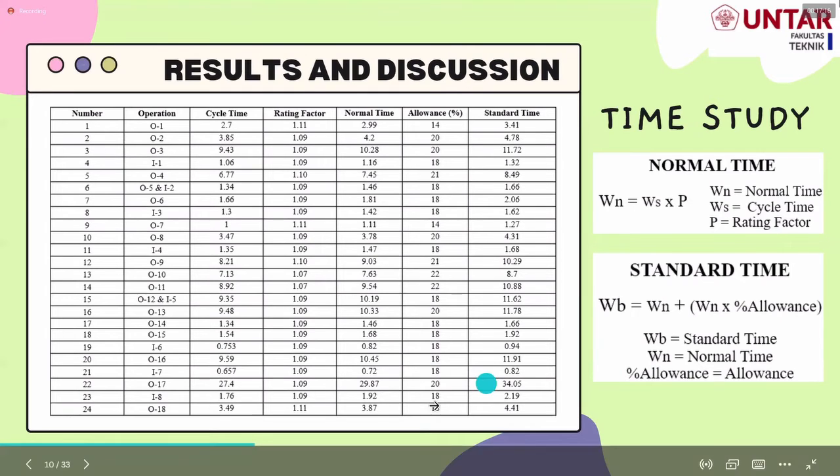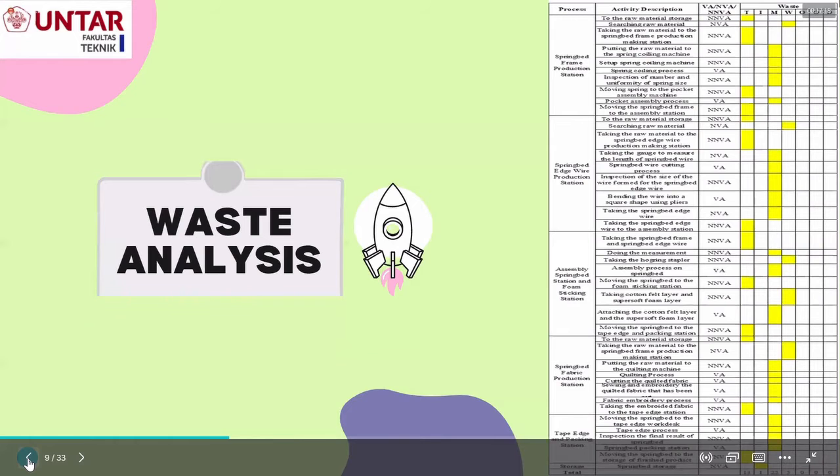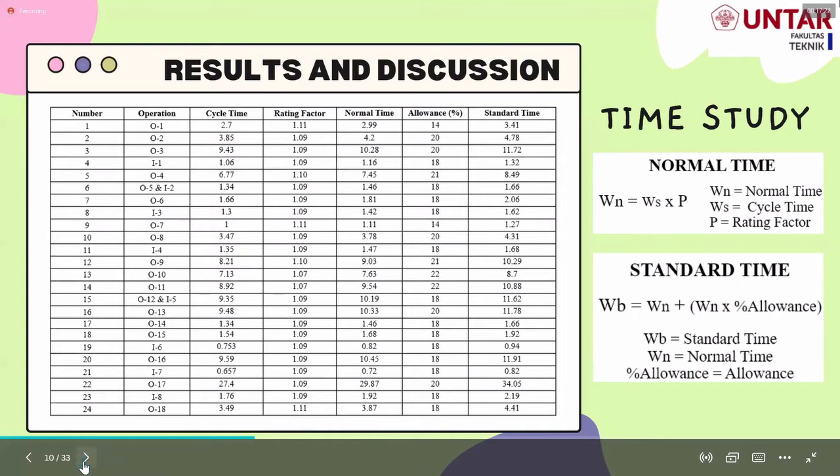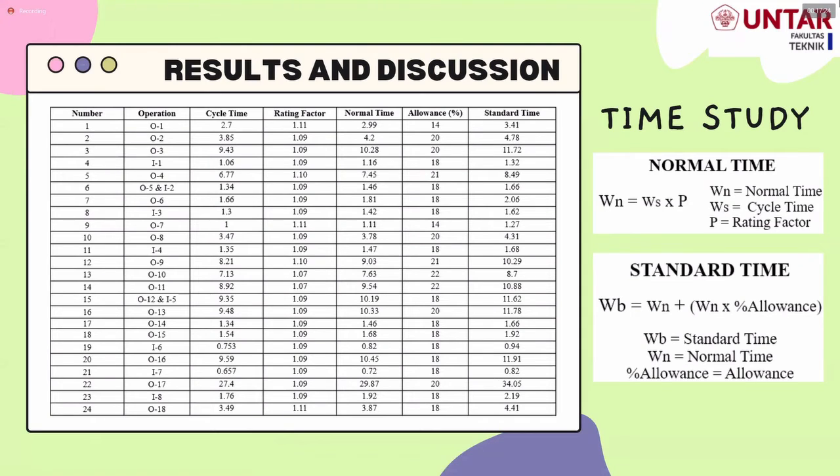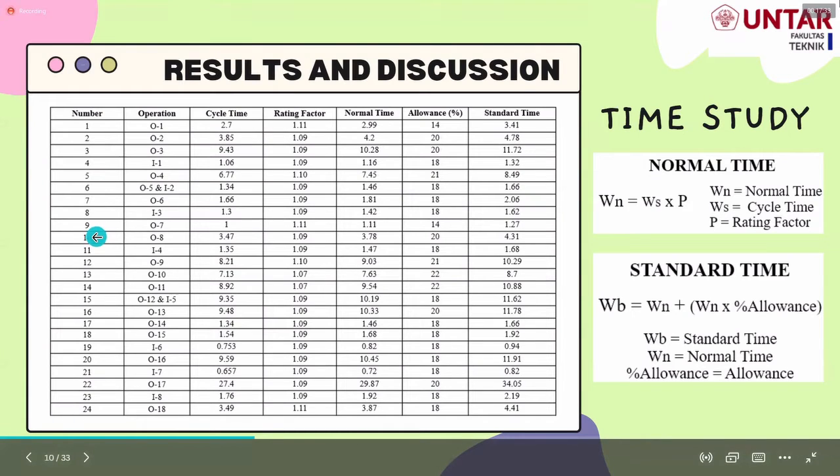This is the time study of the spring bread production, which considers the cycle time, normal time, allowance, and standard time. Cycle time was measured using a stopwatch. It was measured using the Westinghouse method.